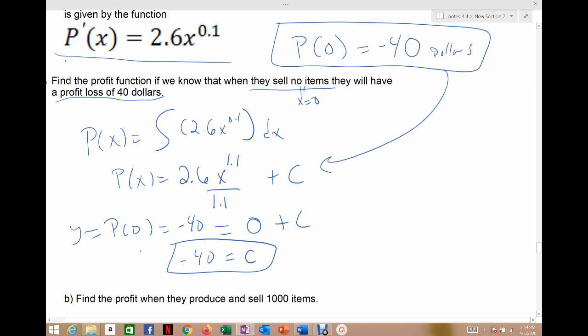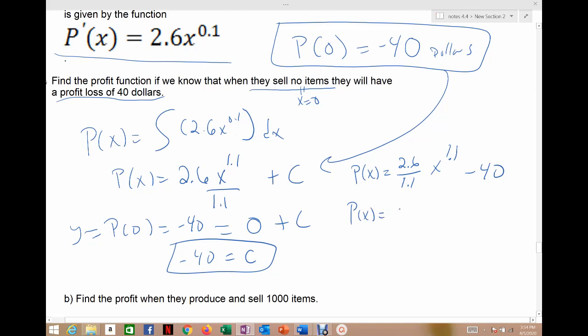All right, so that's not my final answer, my profit function, which I'll take care of the fraction in a second. All right, and so there's my profit function, but remember, this is an improper fraction. So there's a couple ways you can take care of it. You can just recognize that if I multiply by 10 over 10, it's 26 over 11, or you can use your calculator. Take 2.6 divided by 1.1 and then hit your fraction key.